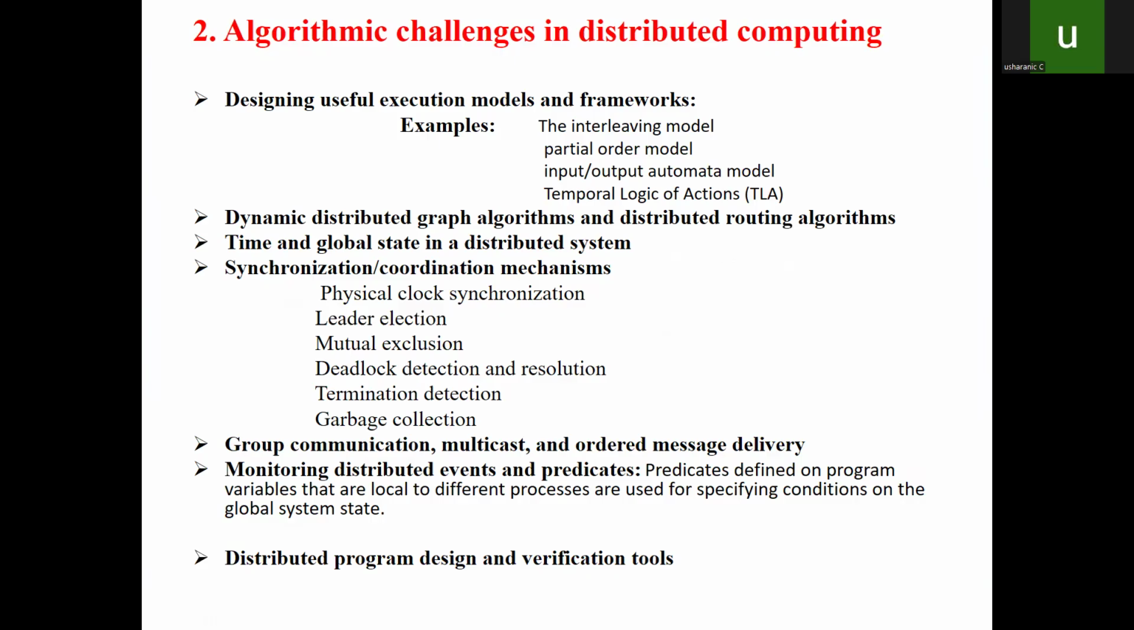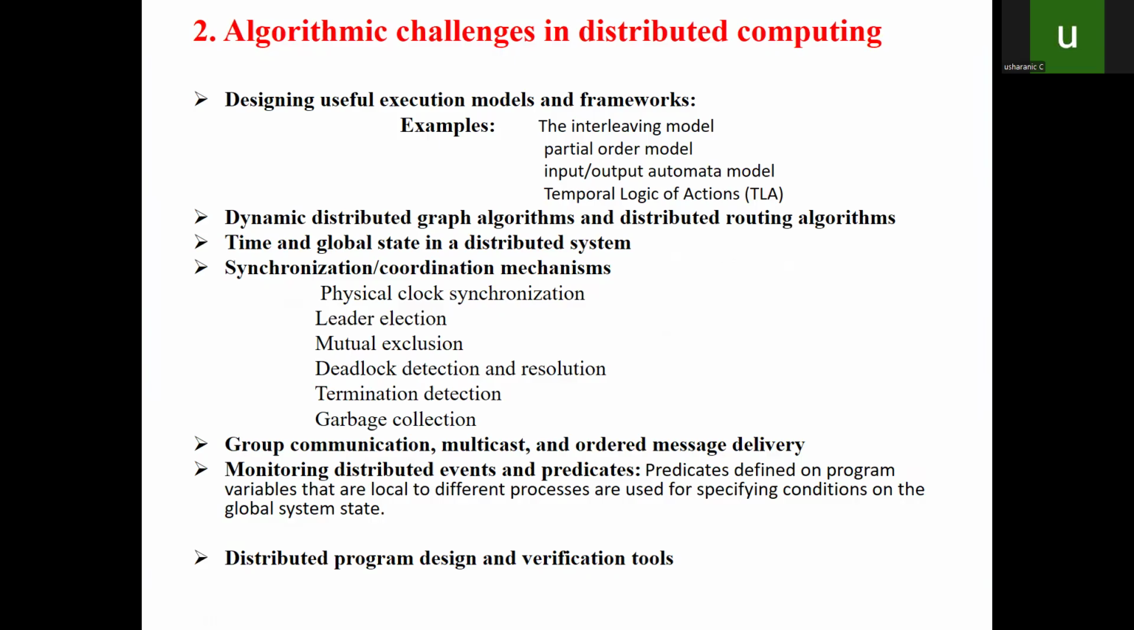And the next one is synchronization and coordination mechanisms. Here, a lot of synchronization and coordination mechanisms are used in distributed systems. First one is physical clock synchronization, and the second one is leader election and mutual exclusion. Next, deadlock detection and resolution. Next, termination detection, that is knowing when a distributed computation has actually finished. And the next one is garbage collection. That is reclaiming the memory and resources across the distributed nodes.